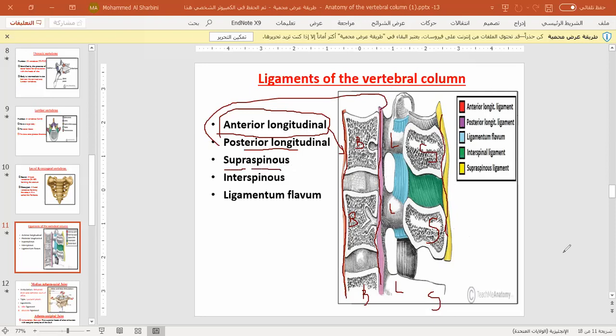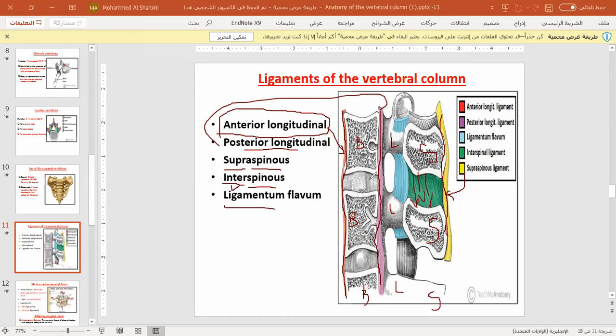supraspinous ligament. Supraspinous ligament here means connecting the tip of the spine together, the end of the spine together. If you want to connect the spines from the inner surface, like this ligament, it is named interspinous ligament. First, we connect the bodies anteriorly by the anterior longitudinal, and posteriorly by the posterior longitudinal; the spines together from the tip by supraspinous, and from the inner surface of the spine by interspinous.